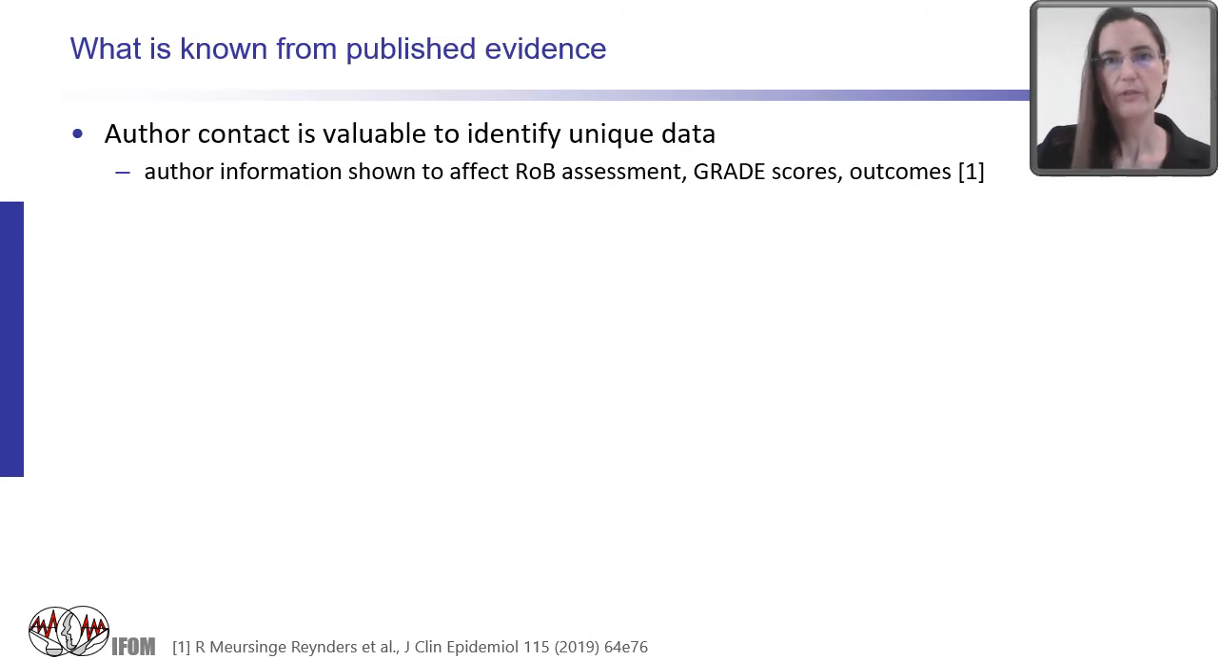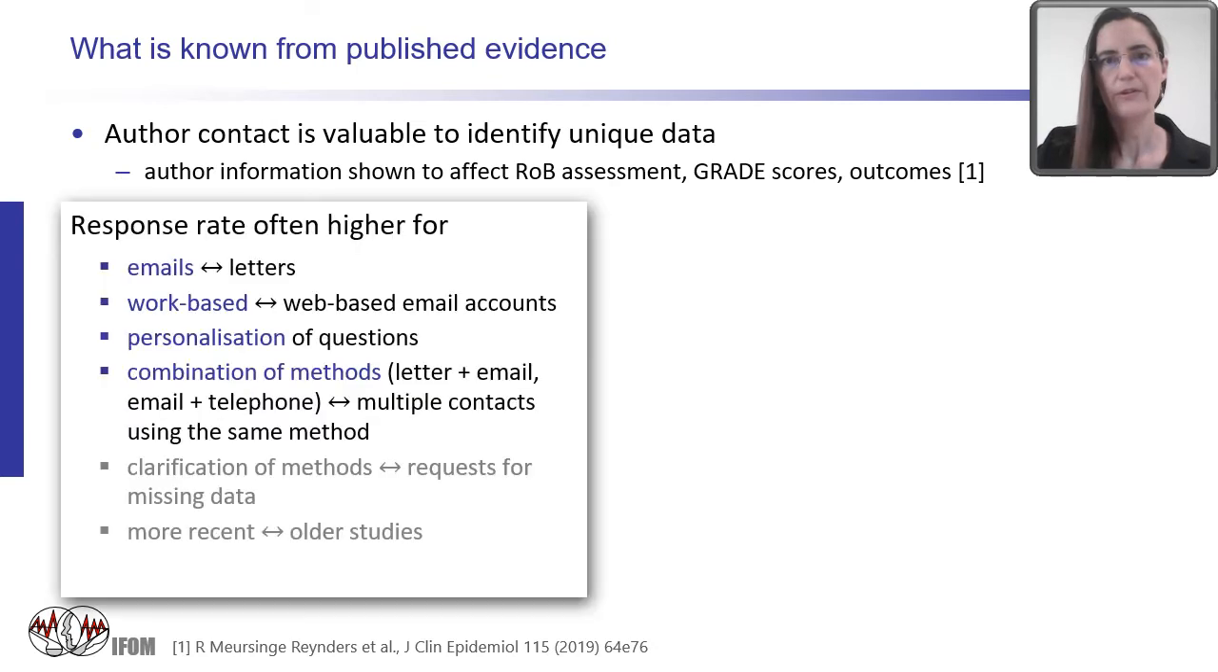From published evidence, we know that author contact is valuable to identify unique data. For example, Mersinger Reynders have shown that author information affects risk of bias assessment, grade scores, and outcomes. Previous comparative research has focused on response rates. These are often higher when authors are contacted by email compared to letters, when their work-based email account is used, and when questions are personalized.